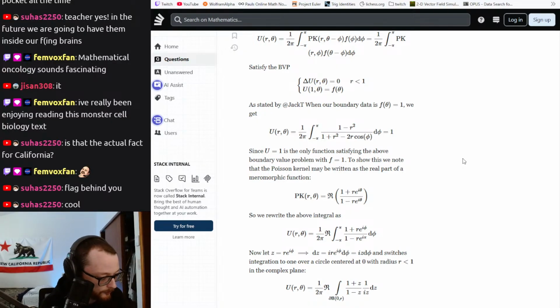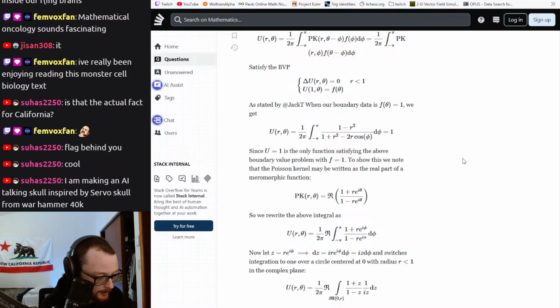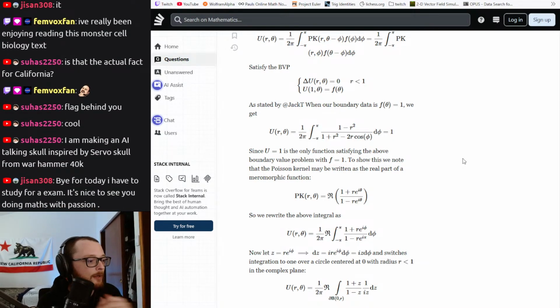Oh, my notes are so sparse, but it lives in the liver, and all right, see you, Jisun. Good luck with your exam. AI talking skull inspired by servo skull. Ooh, that's cool, Suas.